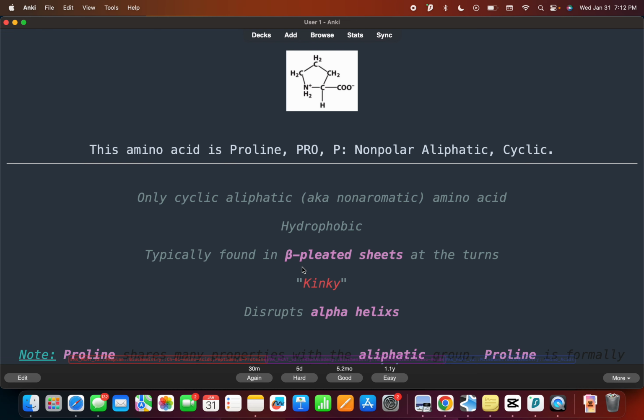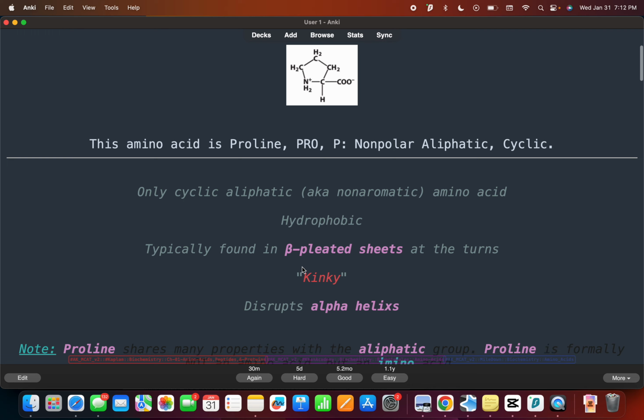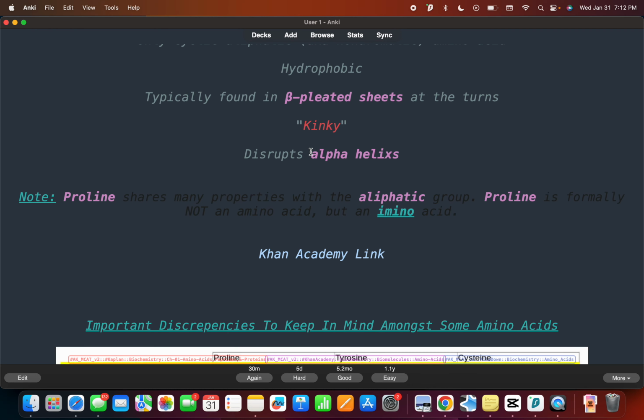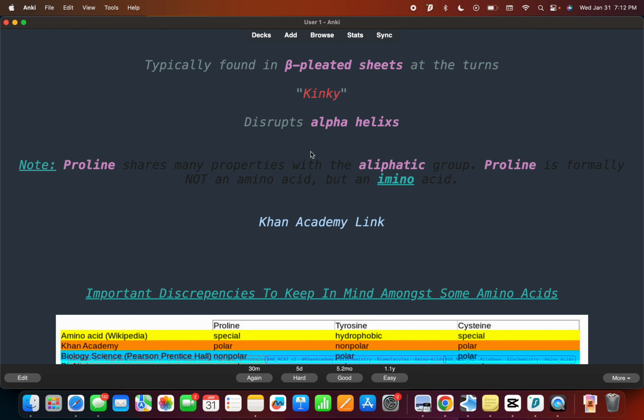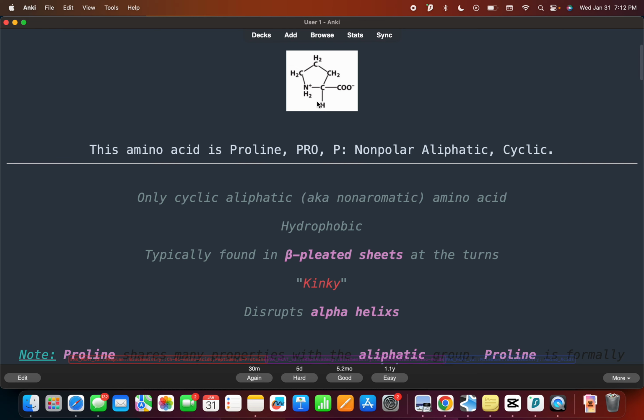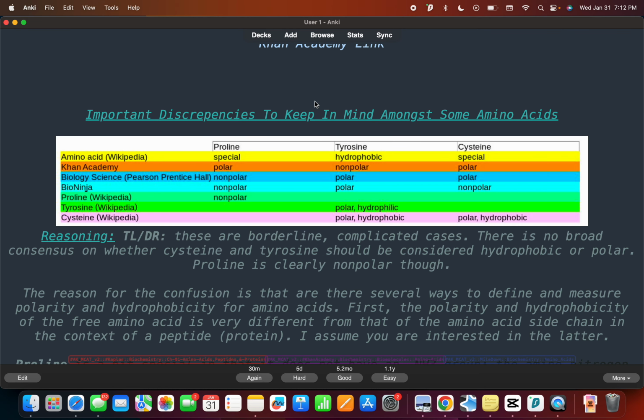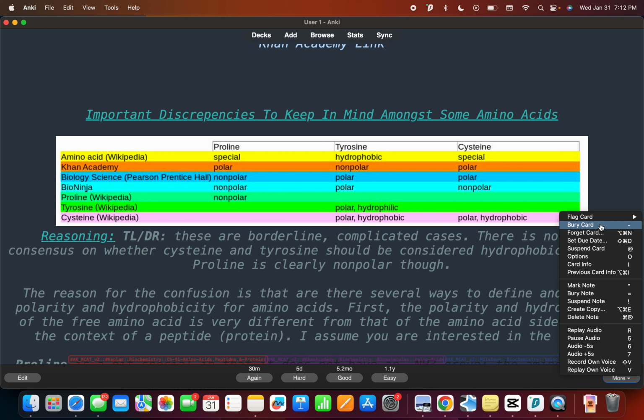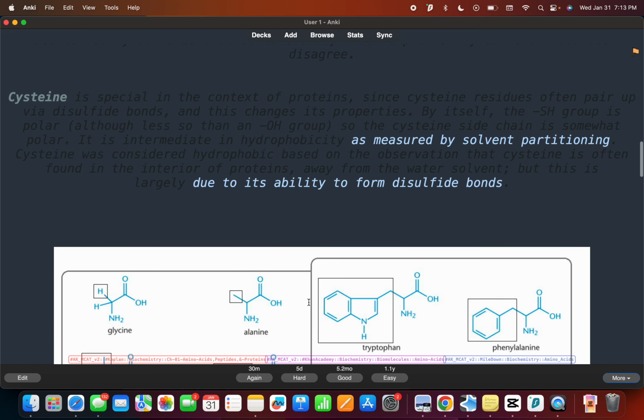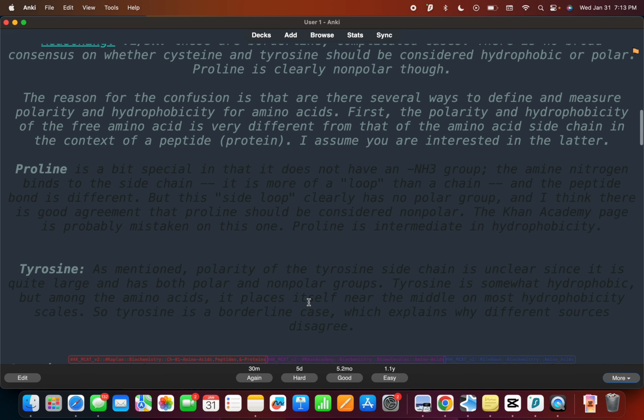typically found in beta pleated sheets. It turns kinky, disrupts alpha helixes too. Proline shares many properties with the aliphatic group. Proline is formally not an amino acid but an imino acid. Interesting. It's imine, not amine. So let's flag it because it's a cool amino acid we want to have our eyes on.